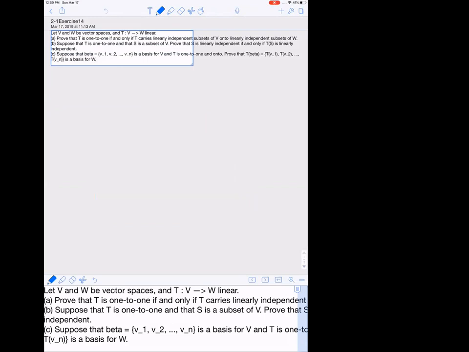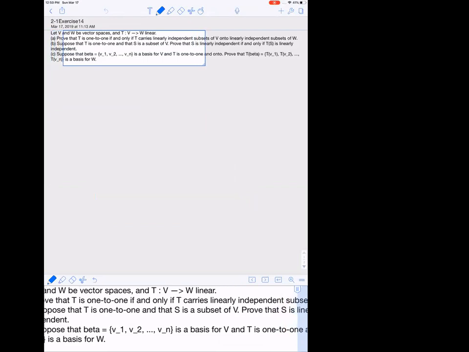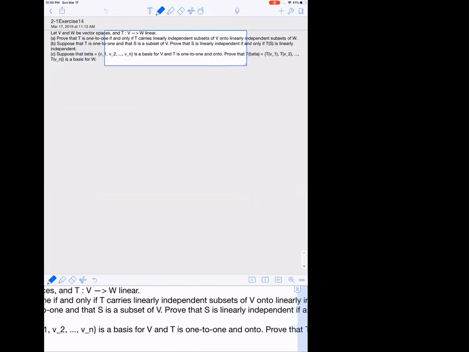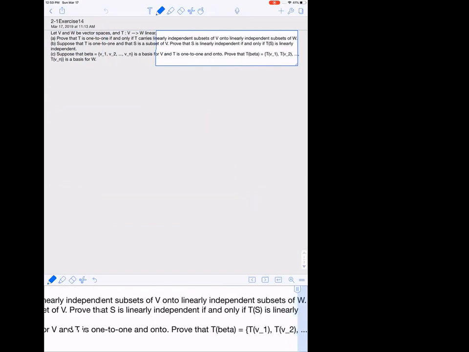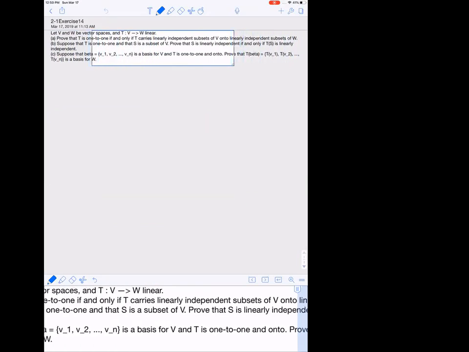So let V and W be vector spaces. Let T be a linear transformation from V to W. Part A asks us to prove that T is 1 to 1 if and only if T carries linearly independent subsets of V onto linearly independent subsets of W.